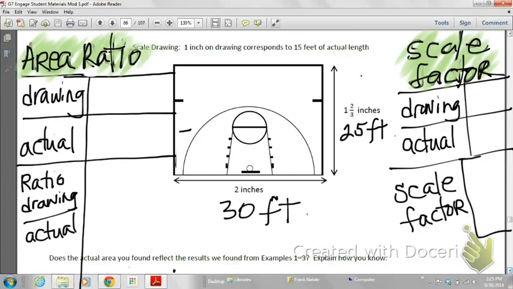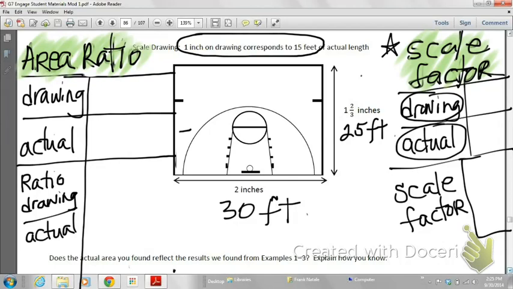Okay, in order to decide whether the results we found here reflect the results we found in the examples 1 to 3 we did previously in this lesson, we need to gather some data. So first of all, let's look at the area. Well, we could look at scale factor first, since we've usually been doing that first. So scale factor, again, compares the scale drawing and the actual. All right, so we realized that that was right here. That's our scale factor right there. Remember, for every 1 inch on the drawing, there were 15 feet in the actual.